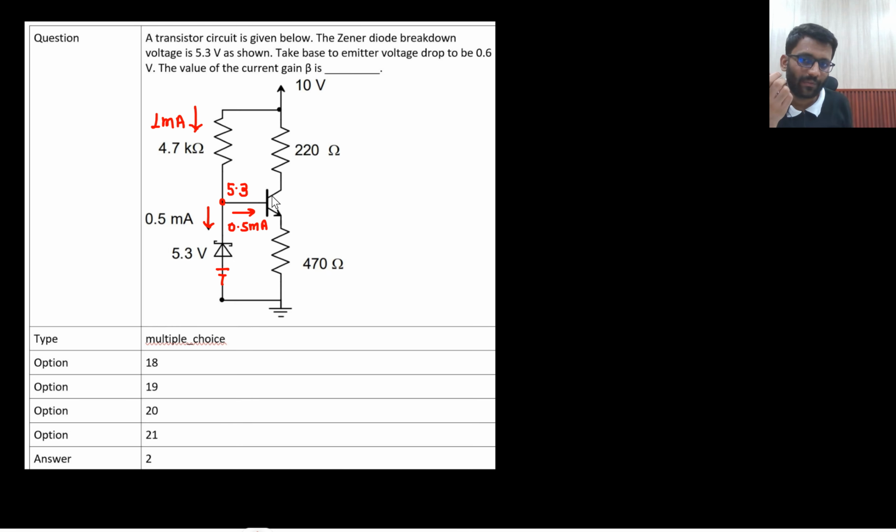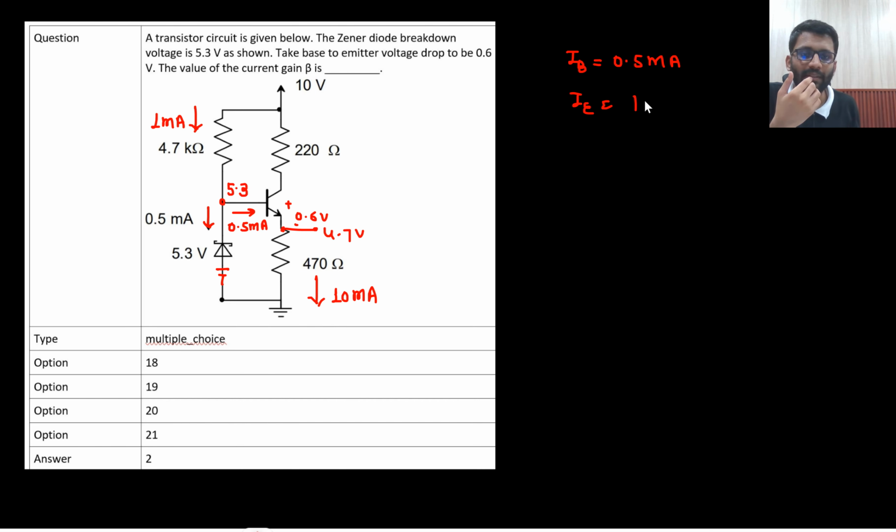This is 5.3. So this drop will be 0.6. It is given, VBE drop is 0.6 volt. So what will this potential be? 5.3 minus 0.6, that would be 4.7 volt. So how much will this current be? 4.7 divided by 470. This current will be 10 milliampere. So from here I get to know that my base current is 0.5 milliampere and my emitter current is 10 milliampere.